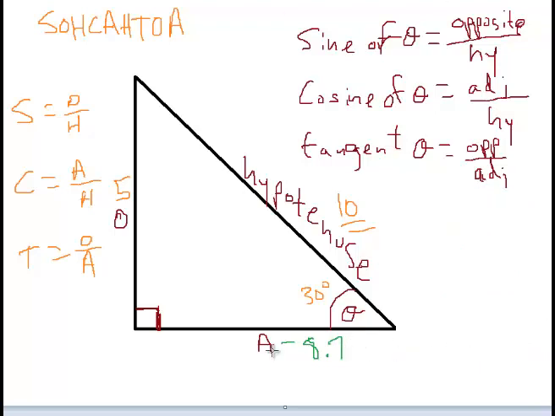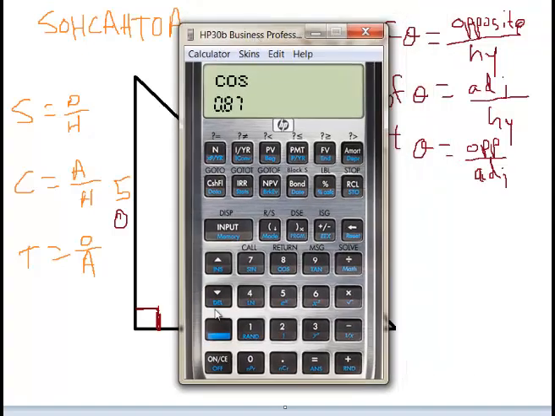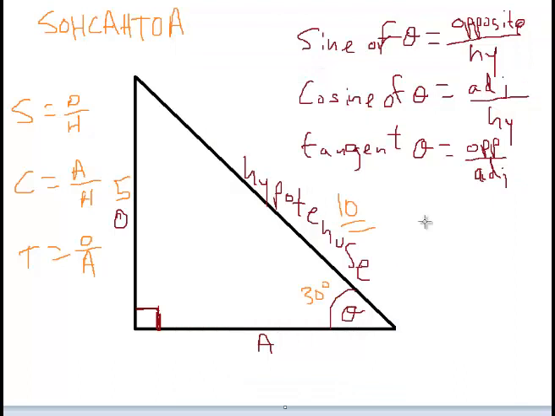The tangent formula, let's see if we get the same answer. The tangent formula is opposite over adjacent. Well, let's figure out the tangent of 30 degrees. Okay, tangent of 30 is 0.58. So the tangent of theta, which is 0.58, equals the opposite over adjacent. The opposite is 5 over the adjacent, which we don't know, so let's call it x.